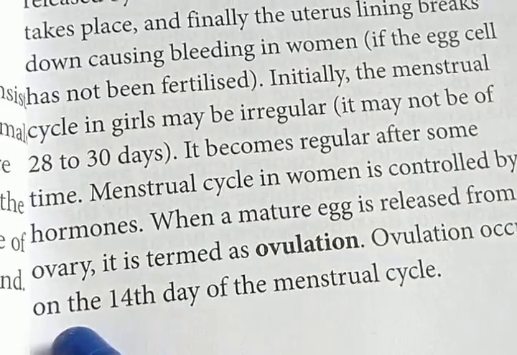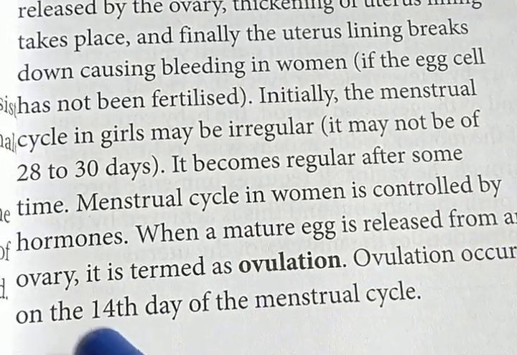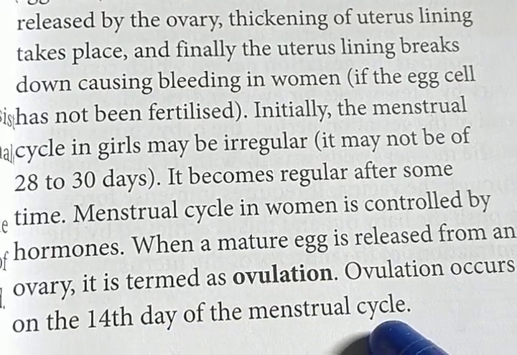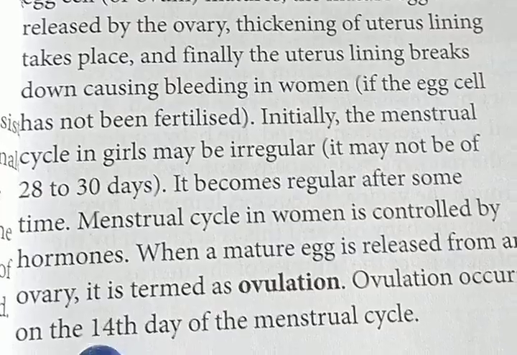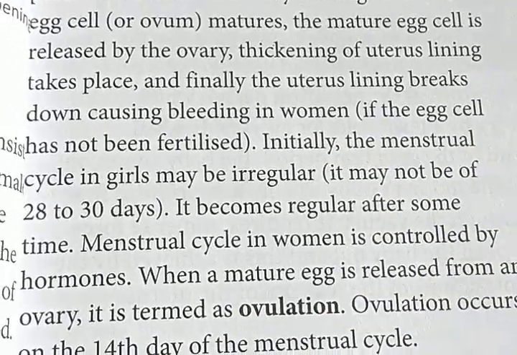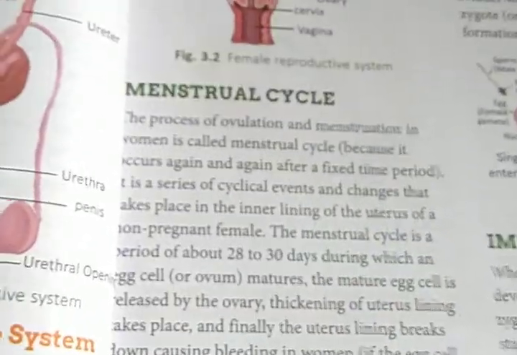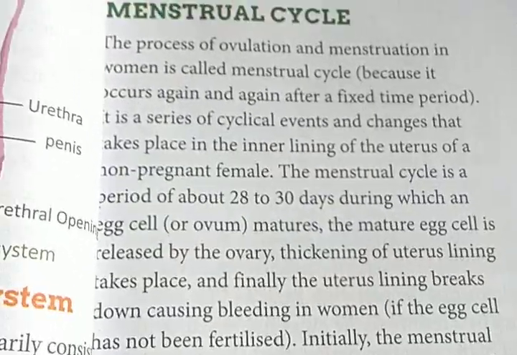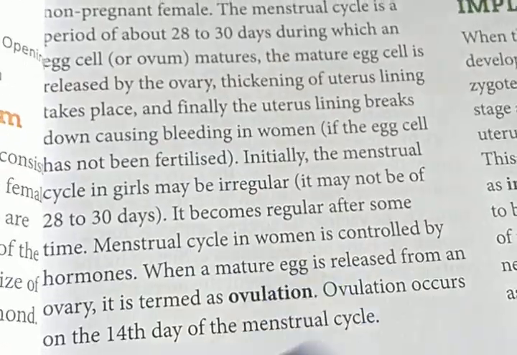Ovulation occurs on the 14th day of the menstrual cycle. I mean, from the day the menstrual cycle starts, on the 14th day ovulation begins. So students, both of these portions are very important. Be careful about them, and finally you have to learn the particular days.